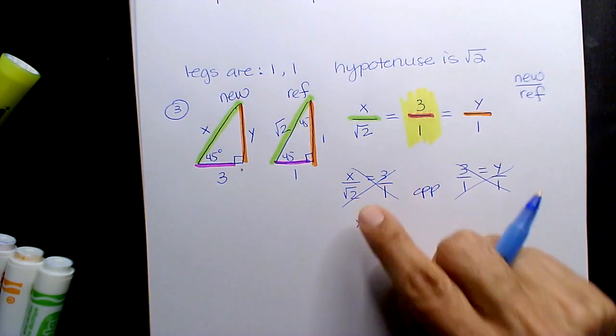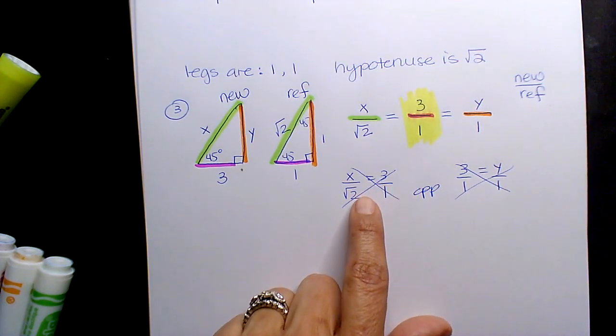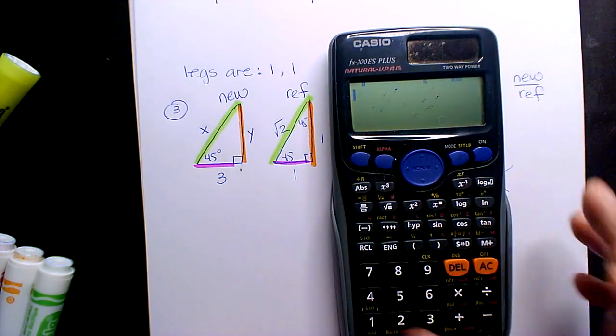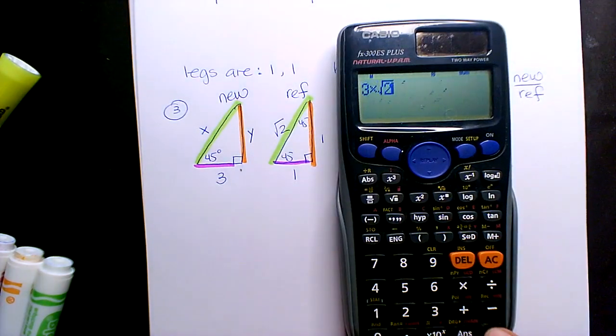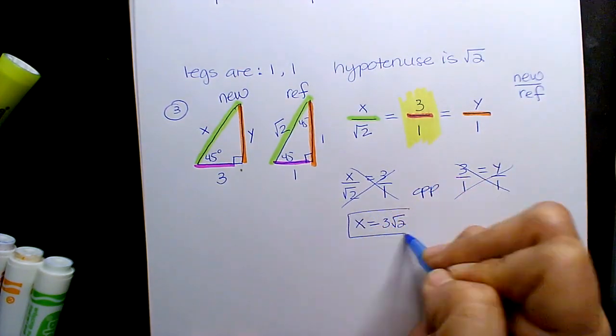What is 3 times rad 2? 3 is an integer. This is a radicand, meaning it's a number inside of a radical. You cannot get 6. You cannot get rad 6. An integer times a radicand, they just go next to each other. 3 rad 2. So my answer is just 3 rad 2.